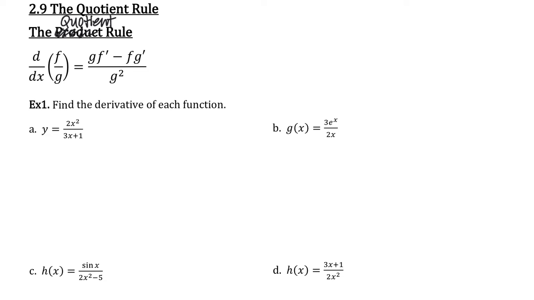Okay, the quotient rule is when two functions are being divided, and it's a way to find the derivative of each when you only know the pieces and not the whole thing together. So it's g f prime minus f g prime over g squared.